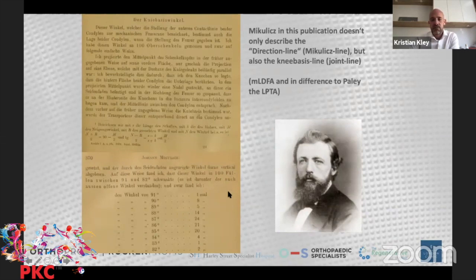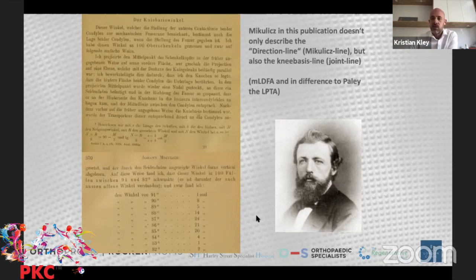So unfortunately, that's written in German, but you see that he made all these measurements, beautiful tables that he created. And he measured everything with a silk thread because X-ray was not invented back then. So he had to do all these measurements with a silk thread and then describe this so-called direction line, the Mikulic line. But as I said prior, he also described the joint line orientation and described this with the MLDFA, which he measured, even with the mean and standard deviation and everything.